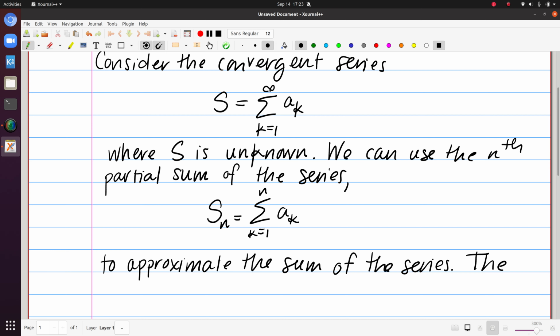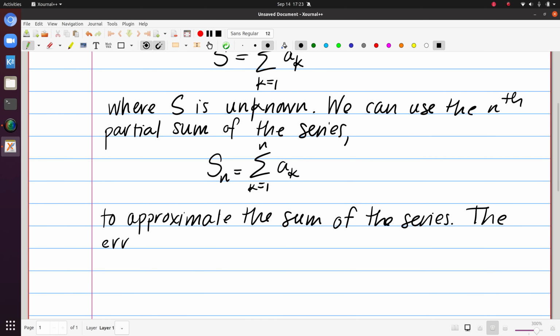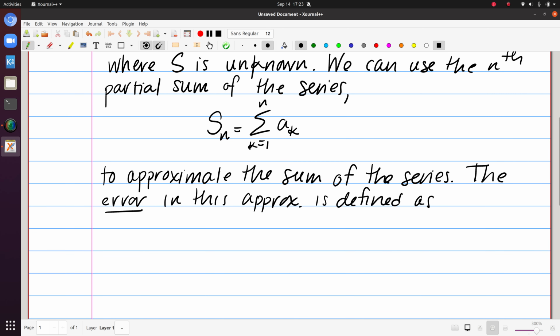If we then want to talk about the error in this approximation, we would define this as the difference between the actual sum and our estimate. For notation, I'm going to use E sub n. Importantly, that subscript is a reference to how many terms we're using in our sum to approximate S. And we're going to define this as S minus S sub n.